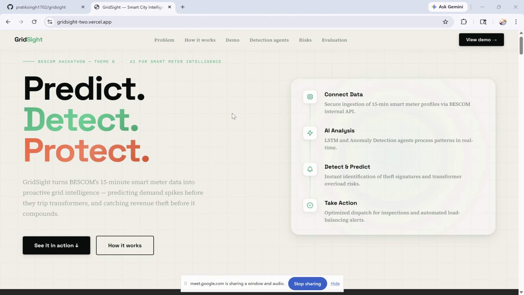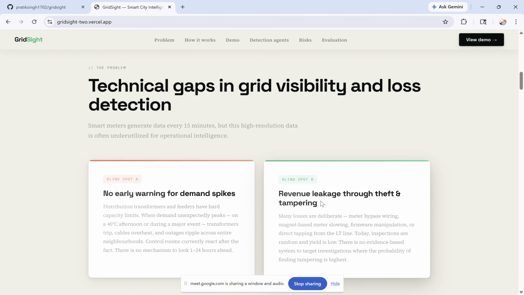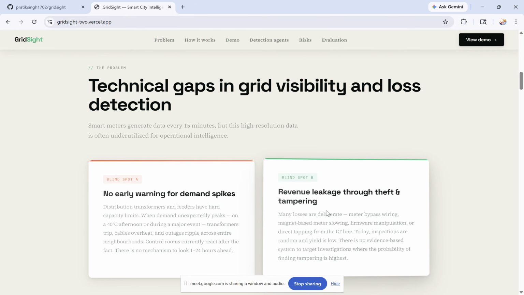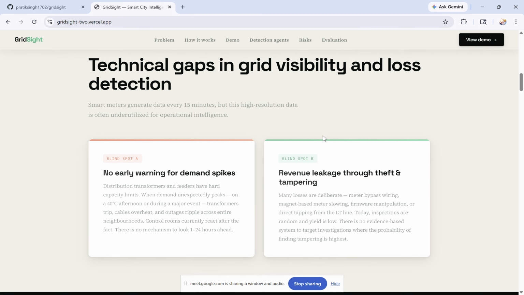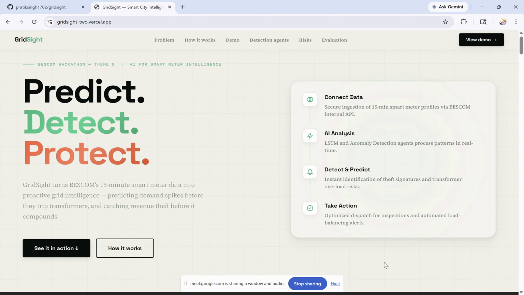Now moving forward, according to the problem statement that was given to us, we had two problems: no early warning for demand spikes, and revenue leakage due to theft and tampering. We have already discussed how we are conquering it. As shown on the dashboard, we can see how our GridSight works: it connects the data, then does the AI analysis that we have already talked about, then detects and predicts thefts and anomalies, and then we take action. Then we can see the demo of our project.